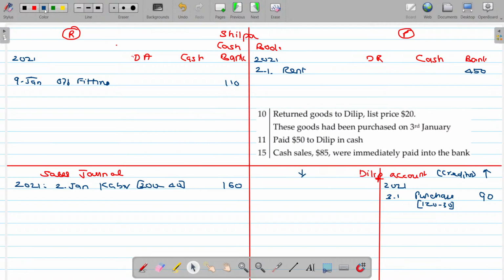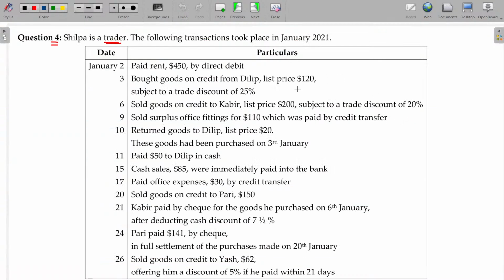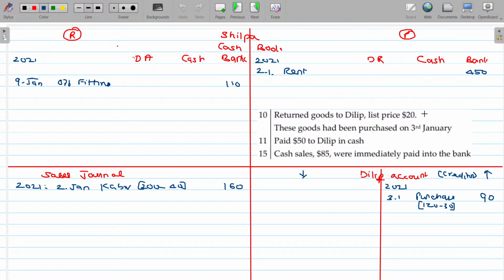Returned goods to Dilip, list price 20. What is the trade discount for transactions with Dilip? 25%. Whenever there is a list price, you should not consider it as is; you have to consider it only after subtracting the trade discount. Third, we purchased where we got 25% trade discount. So 25% on this being 5 rupees is subtracted, only 15 will now be returned. So 2021, on 10th Jan, purchase return.